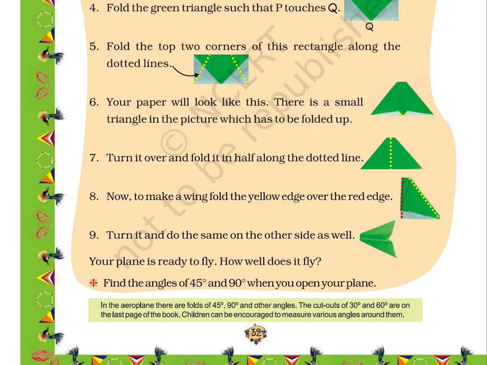How well does it fly? Find the angles of 45 degrees and 90 degrees when you open your plane. In the aeroplane, there are folds of 45 degrees, 90 degrees and other angles. The cutouts of 30 degrees and 60 degrees are on the last page of the book. Children can be encouraged to measure various angles around them.